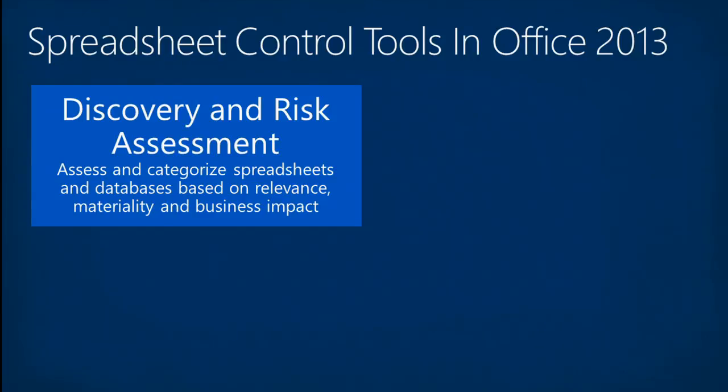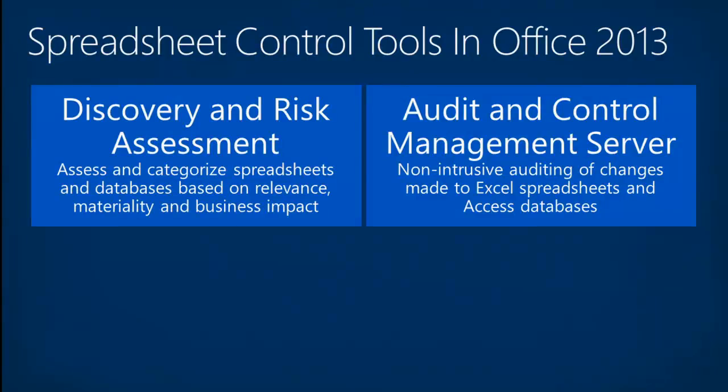The idea of this tool is to get an inventory in your organization of your EUCs, and it does a risk assessment. It's really a good way that you not only can know what's in your organization, but prioritize, so which ones are critical, which ones are less critical, so you know exactly where to begin to start putting controls on these things.